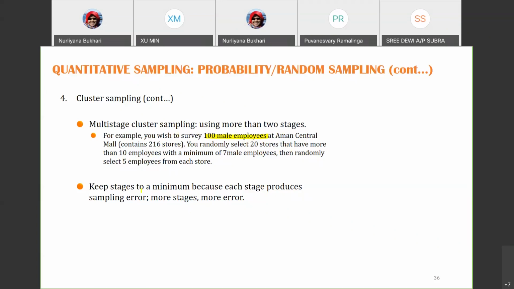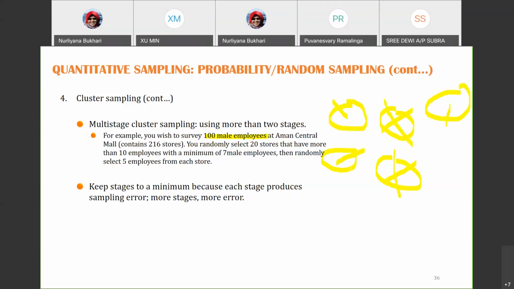However, keep stages to a minimum. Here you have stores, and within that you have more than one employee. You have all the stores, and then you have to select stores with a minimum of 10 employees. So this one no, this one no, this one no. So you get 2 for now. And because we have 216 stores, you have to have 216 circles. So you select only the potential stores that have male employees. You have to select 20. Within that, maybe 10 employees, and you need a minimum of 7. Then you have to select 5.